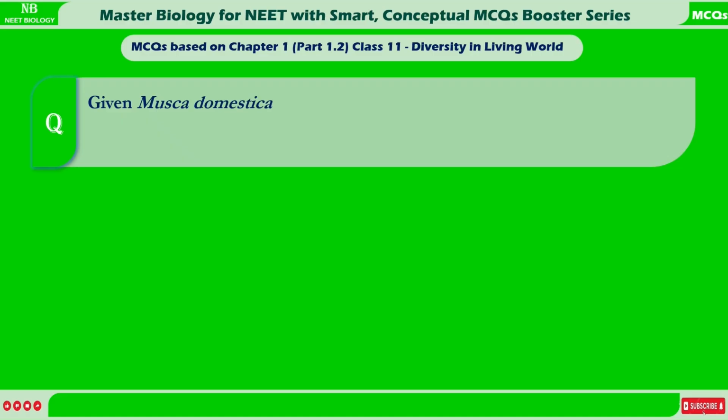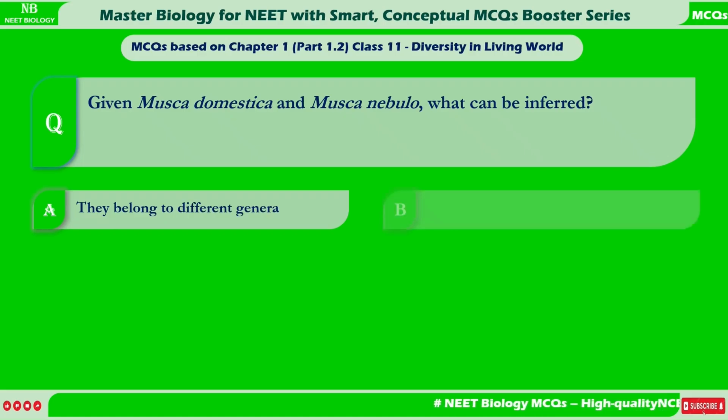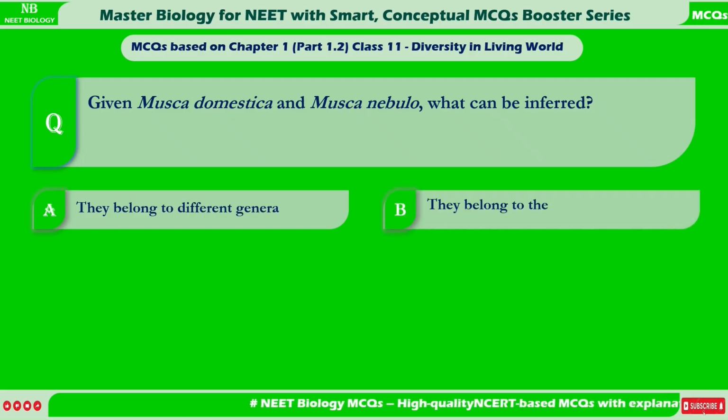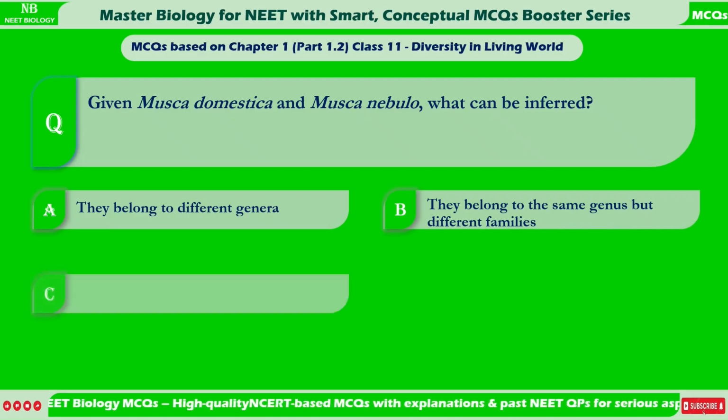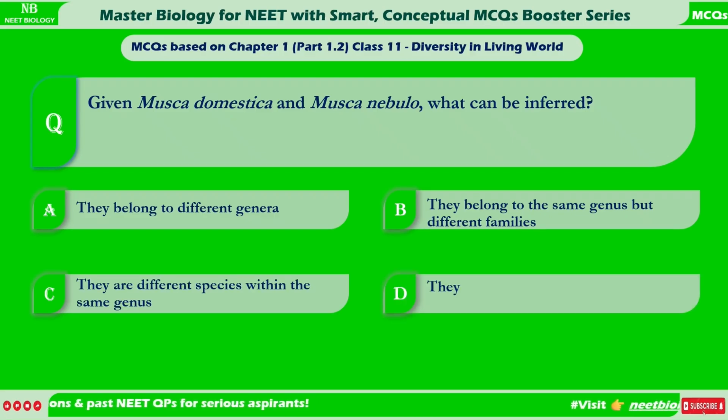Given Musca domestica and Musca nebulo, what can be inferred? A. They belong to different genera. B. They belong to the same genus but different families. C. They are different species within the same genus. D. They are synonyms for the same organism.